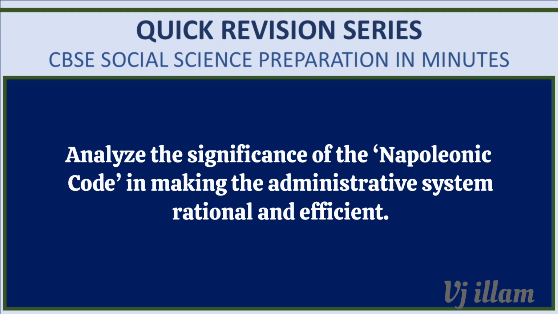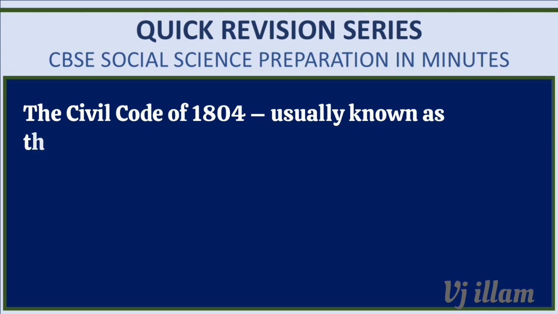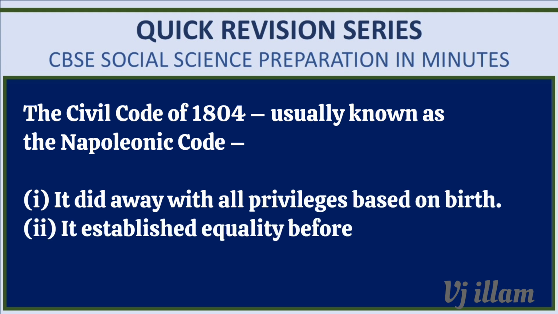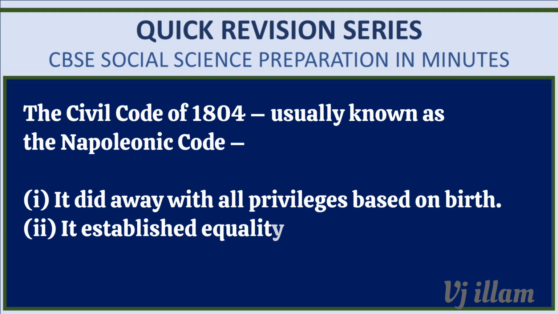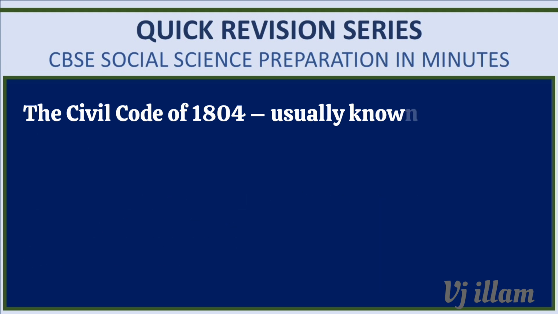So this is one of the important questions which is frequently asked. Now let's move on to the answer. The answer is very simple and direct. The Civil Code of 1804, usually known as the Napoleon Code, did away with all the privileges based on birth. Second point, it established equality before the law. And third, it secured the right to property. All these are very important for society. The privileges based on birth, the differences between the rich and the poor, the nobles and the peasants, were taken away. So it itself brought equality in society.